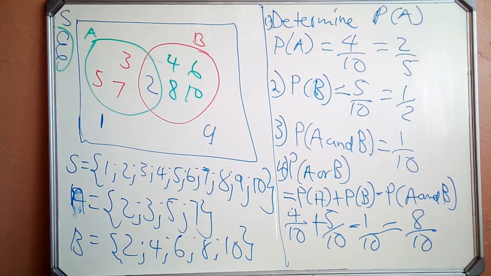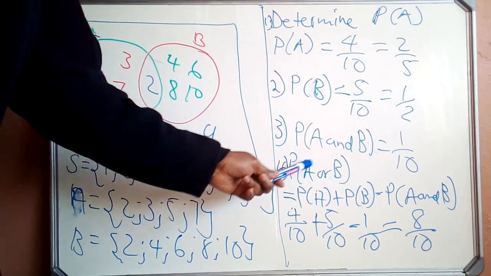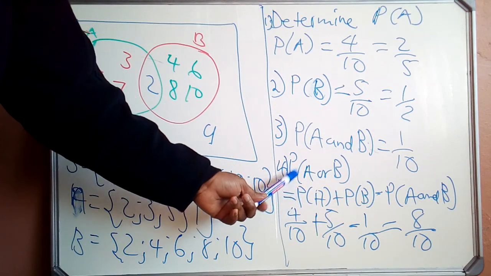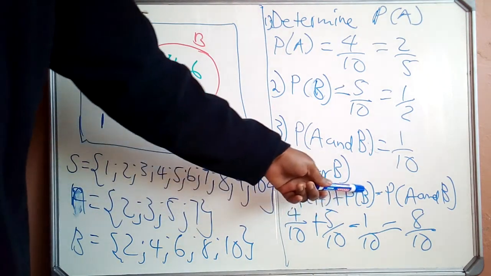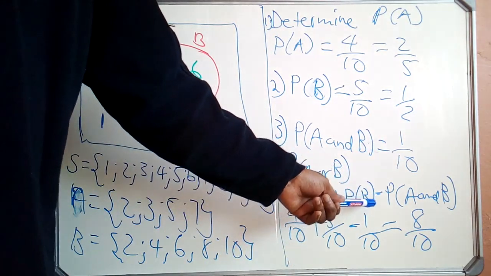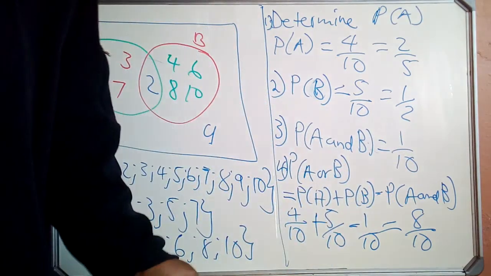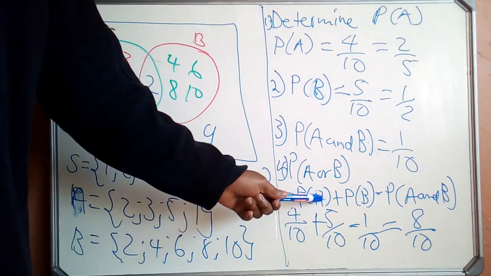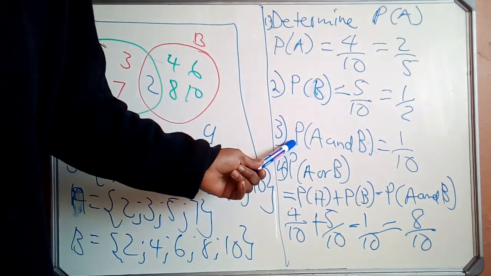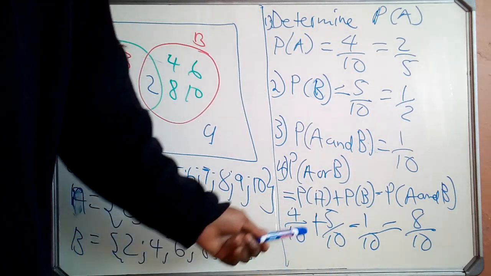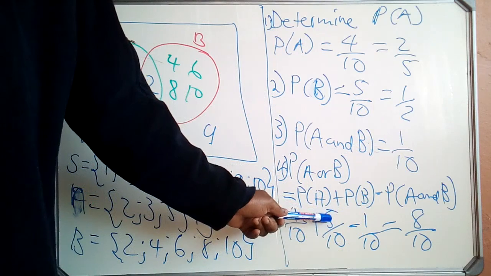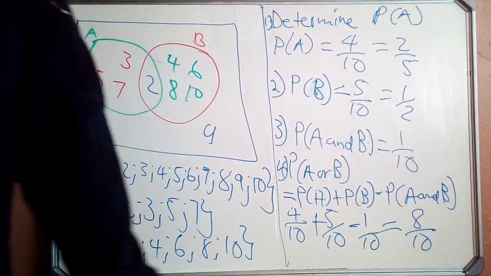Now, please always remember that when we get A or B, what A or B means is that first you need to add the probability of event A and the probability of event B taking place, and then subtract from that the intersection of A and B. That will give you A, which is 4 over 10, plus 5 over 10 for B, minus 1 over 10 because A and B is 1 over 10. So that will give you a common denominator of 10, and then we've got 4 plus 5, which is 9, minus 1, which gives you 8 over 10.